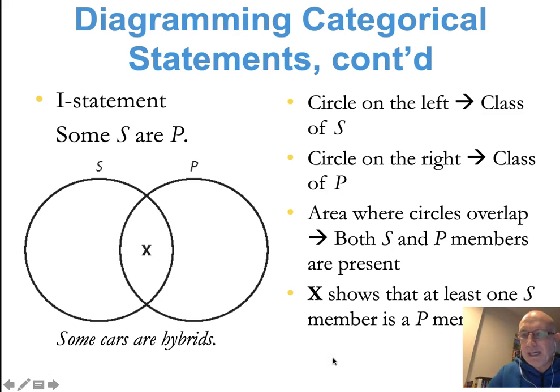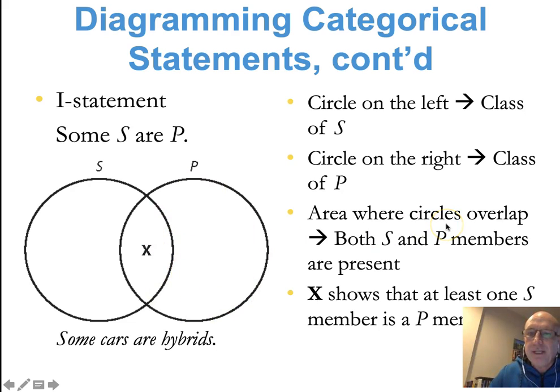All right, so once we have looked at this idea of A, universal affirmative, E, universal negative, I, particular affirmative, and O, particular negative, we then want to diagram, and that's where we use these Venn diagrams that become tremendously helpful to us. So here we have an I statement, particular affirmative, some S are P. So we'll notice the circle on the left. If you look at this circle here, that's the class of S. And if you look at this circle on the right here, that's the class of P.